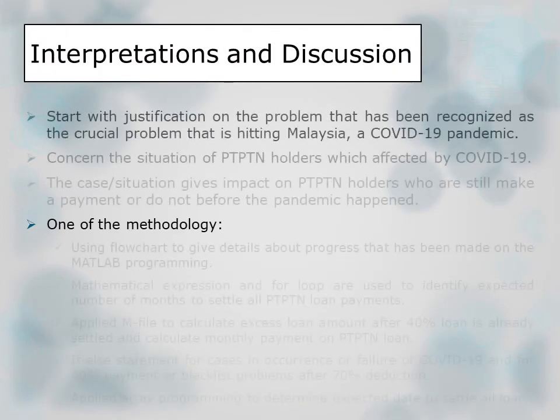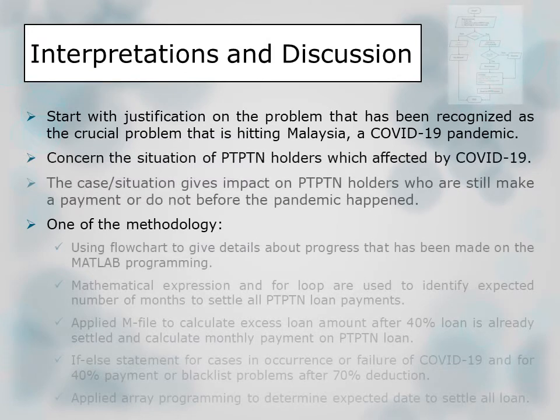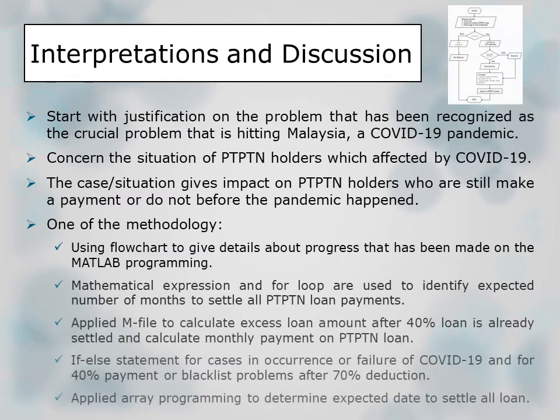We start our justification on the problem that has been hitting Malaysia, concerning the situation of PTPTN holders affected by COVID-19. The situation gives impact on PTPTN holders who still make payment. One of the methodologies used is the flowchart, mathematical expression and for loop, apply and file, using if-else statement and using array programming to determine the expected date to settle the loan.